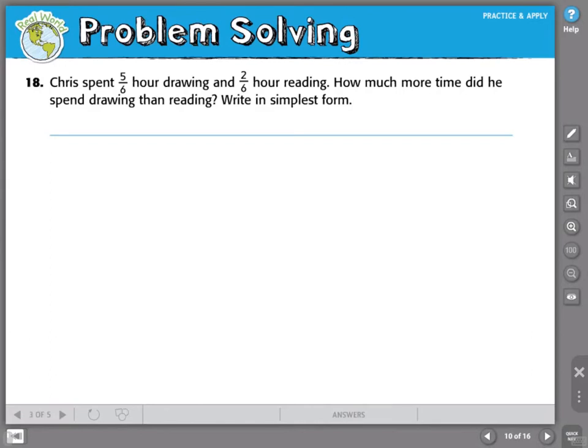Let's try another word problem. Chris spent 5/6 of an hour drawing and 2/6 of an hour reading. How much more time did he spend drawing than reading? Write it in simplest form. So I have 5/6, and I need to subtract 2/6 to find the difference between drawing and reading.